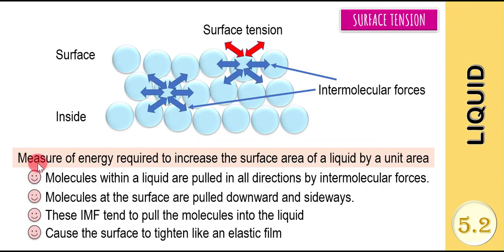Surface tension is a measure of the energy required to increase the surface area of a liquid by a unit area. Molecules inside a liquid are pulled in all directions by intermolecular forces, but the molecules on the surface are pulled downward and sideways only. These intermolecular forces tend to pull the molecules into the liquid and cause the surface to tighten like an elastic film.